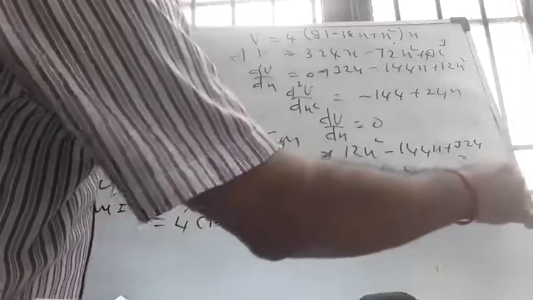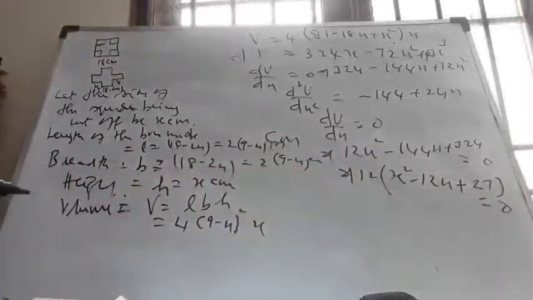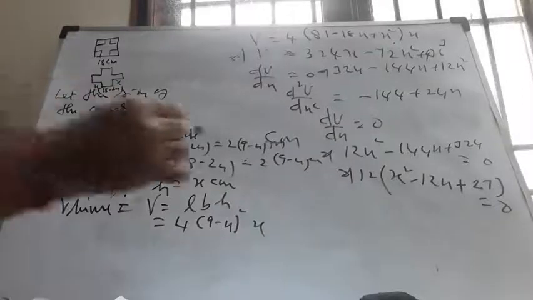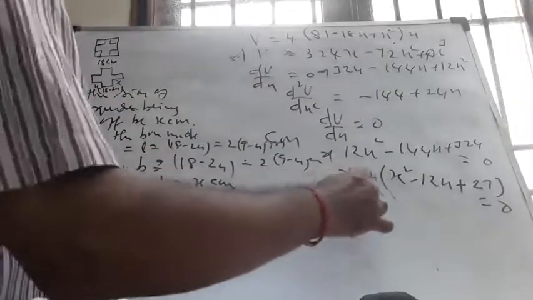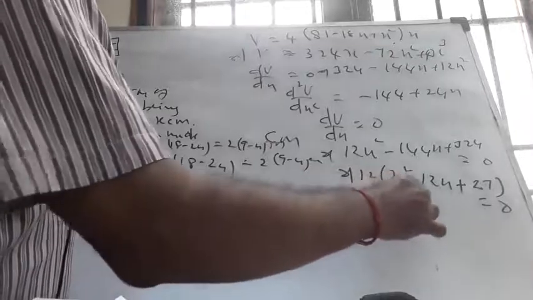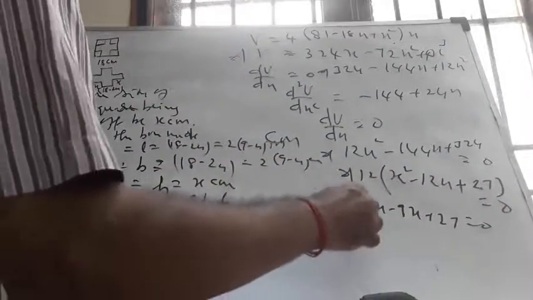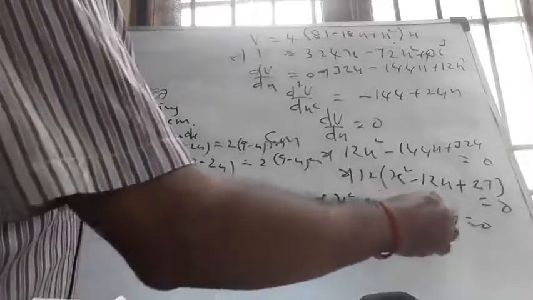27 is correct. 2 12s are 24, 7 12s are 84. 24 plus 8 is 32, it's correct. Therefore I can split the middle term. x square minus 3x minus 9x plus 27 is equal to 0. This implies x into x minus 3 minus 9 into x minus 3 is equal to 0.